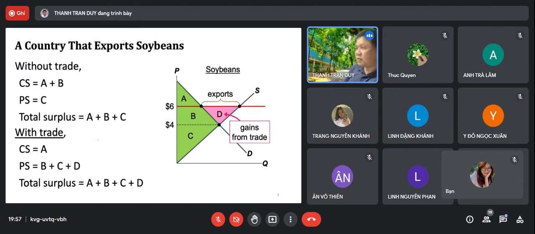Exactly right. So if we just use it locally, local consumers can enjoy the product at a low price. However, because we export, therefore we have to pay. Now look at the consumer point of view. It's bad. Now producer point of view, happy, right?